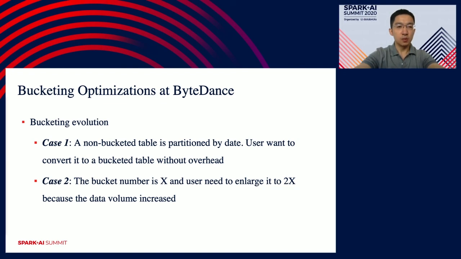The last one is that we support bucketing evolution. Let's take these two cases as an example. Case 1: a non-bucketed table is partitioned by date, and the user wants to convert it to a bucketed table without overhead. By default, if we want to change the non-bucketed table into a bucketed table, we either have to convert the existing data into the bucketed distribution, or when we query the existing data, the query will fail because the existing data is not bucketed yet. And case 2 is that the bucket number may be X, and the user needs to enlarge it to 2 multiples of X because the data volume increased.